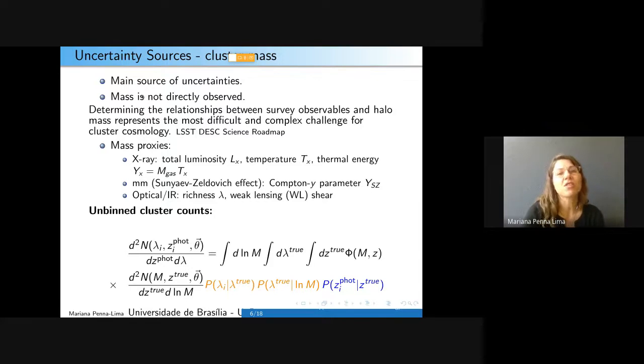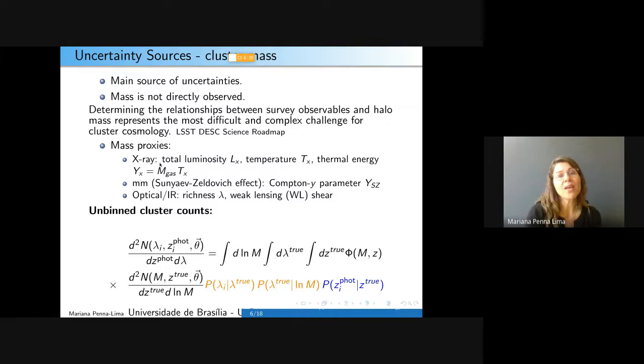This is the main source of uncertainty for cluster cosmology, because mass is not directly observable. And this is the biggest issue for us. So determining the relationships between survey observables and halo mass represents one of the most difficult and complex challenges for cluster cosmology.